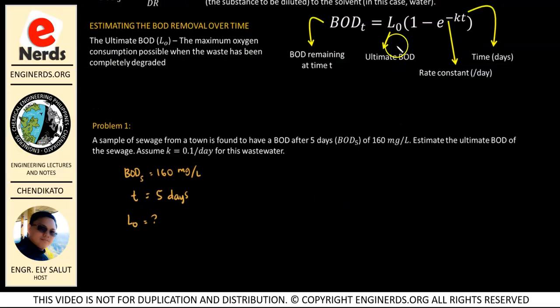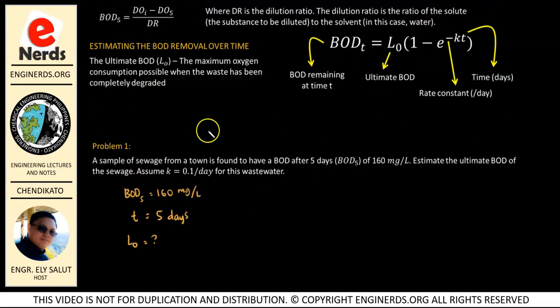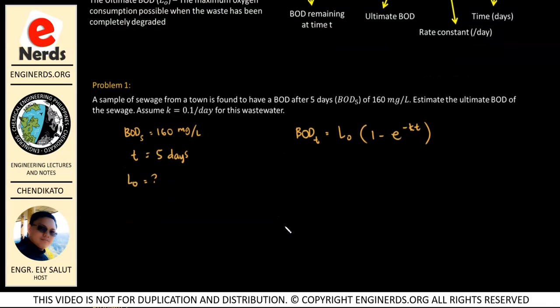So, we're going to apply this formula right here, in which our BODt, our BOD at any time t, is equal to the ultimate BOD times 1 minus e to the negative kt. Okay, so, direct substitution lang to guys, no? So, ang kailangan nating makuha is yung LO. Now, our t is equal to 5. So, our given here is BOD5, which is 160 milligrams per liter. And this is equal to the ultimate BOD times 1 minus e to the negative kt.